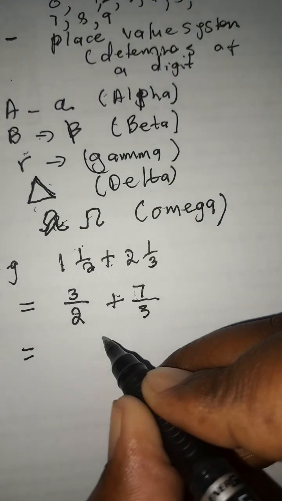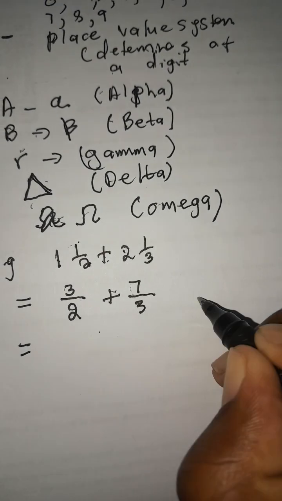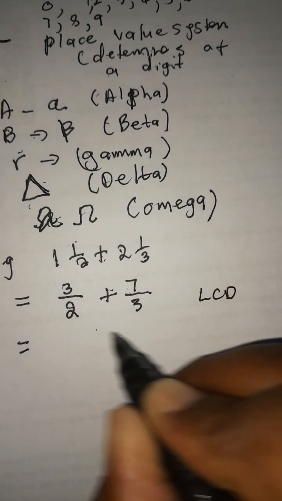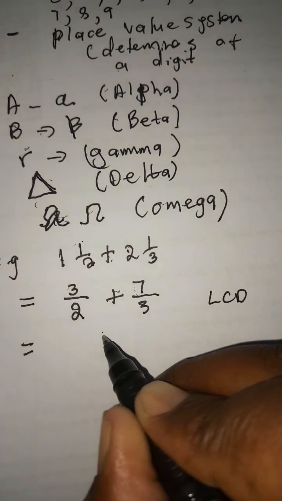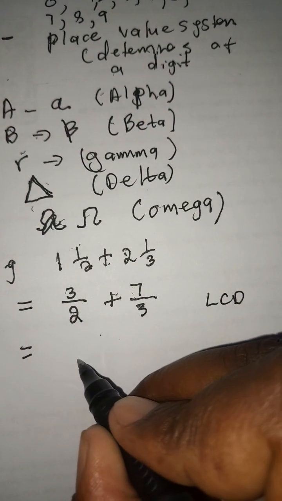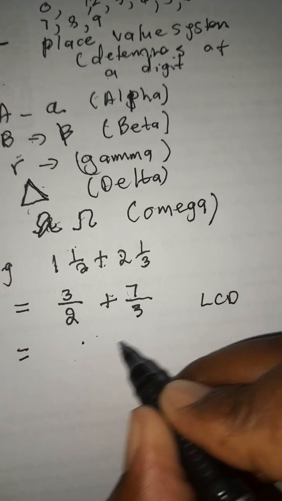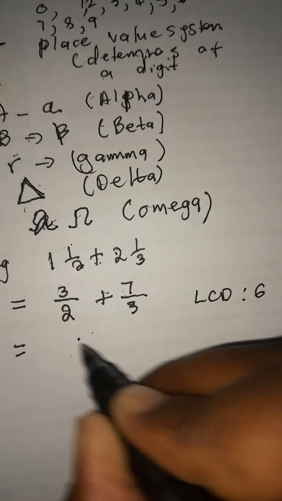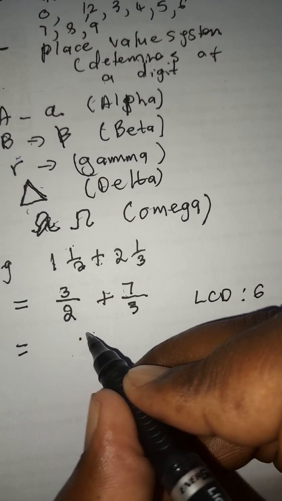Then the second step, I'll find the common denominator, or what we call the lowest common denominator, which is the LCD. I can see that 2 times 3 gives us 6, right? Meaning that the LCD will be 6. So to make life easy, what am I going to do?